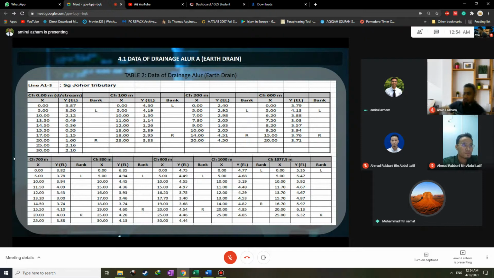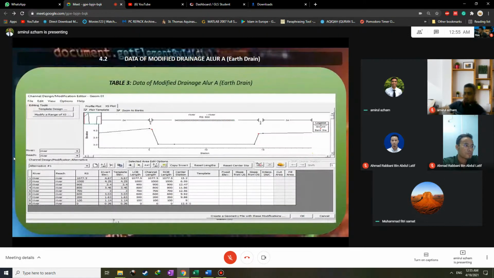And you can see the channel, the banks, and we take about 9 cross sections across the channel.